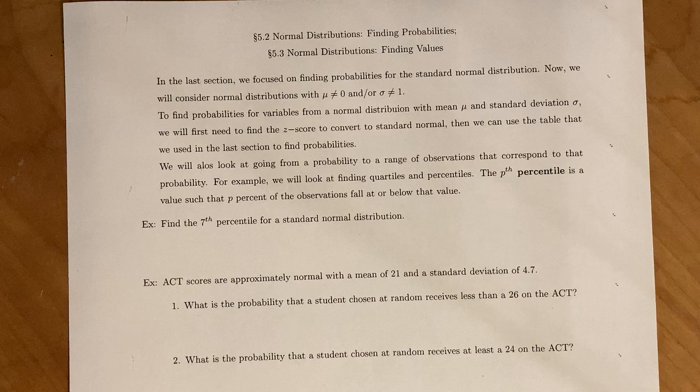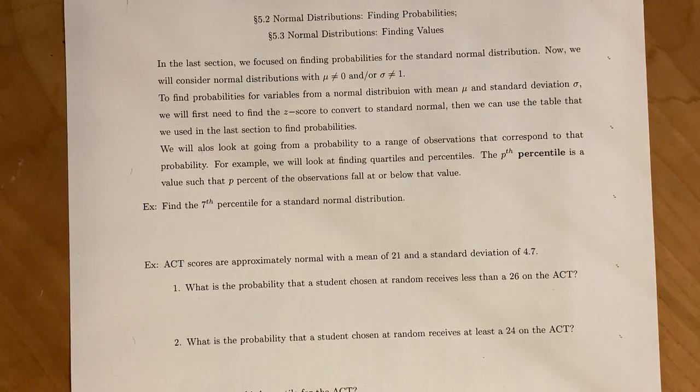For the 5.3, we're going to be going from probabilities to then asking for what value gives us that probability. So for instance, we're going to be looking at finding quartiles and percentiles, and the pth percentile is a value such that p% of the observations fall at or below that value. So the first quartile would be the 25th percentile, if that makes sense. All right, we'll see that in a second.